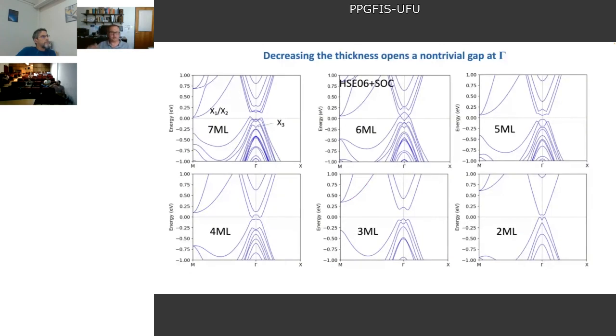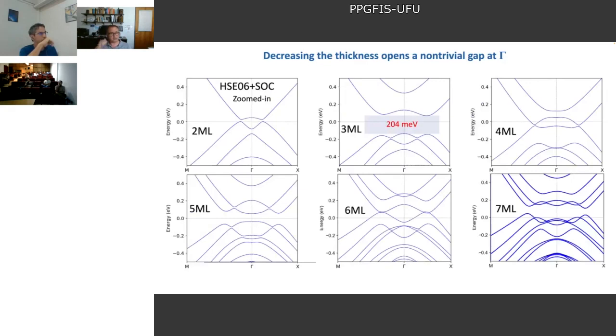And then we ask, okay, what happens when we make it smaller? And then you start to see, oh, there is actually a gap. So you see your X1, X2 moving up and ending up above the Fermi level. And the bands that were overlapping at gamma now don't overlap anymore. Depending on whether you have an odd or even number of layers, you can see a gap or not.